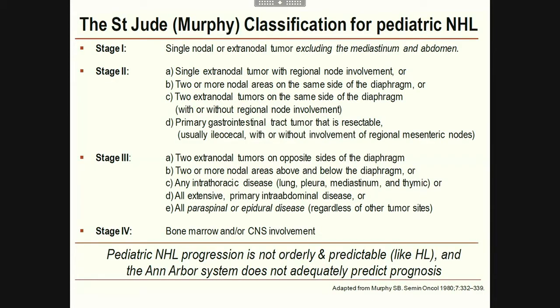This is the staging system for non-Hodgkin's lymphoma, which is a little bit different than the one I just showed you for Hodgkin's lymphoma. It still has the same sort of above and below the diaphragm, but there is consideration of whether it's an intra-abdominal tumor or a mediastinal tumor, that those can automatically up-stratify you. And the things that make you stage 4 are solely bone marrow and CNS involvement.